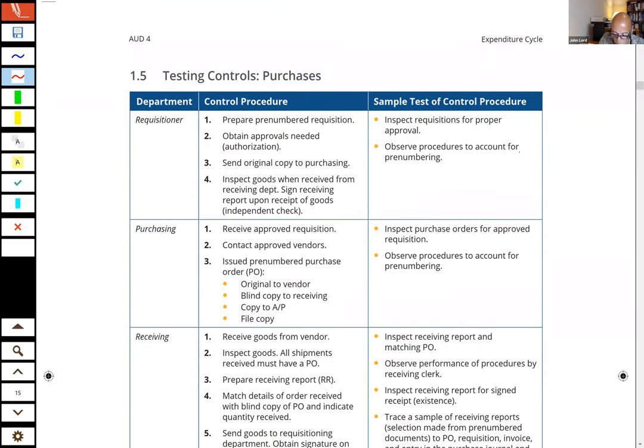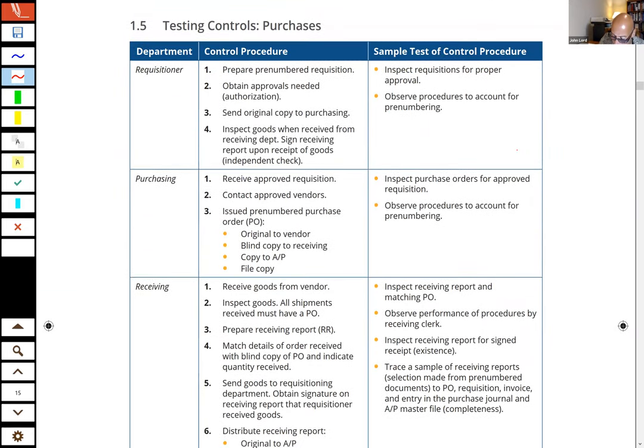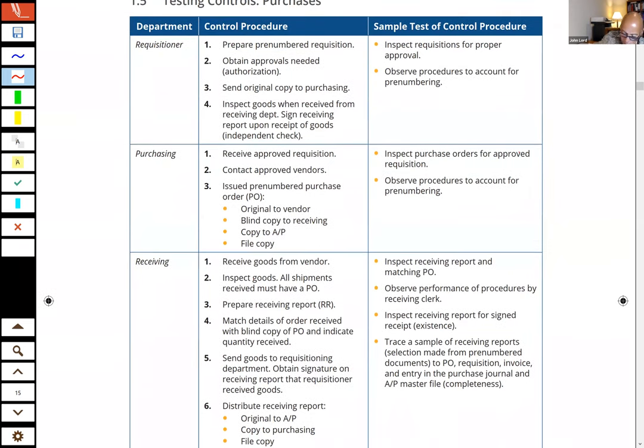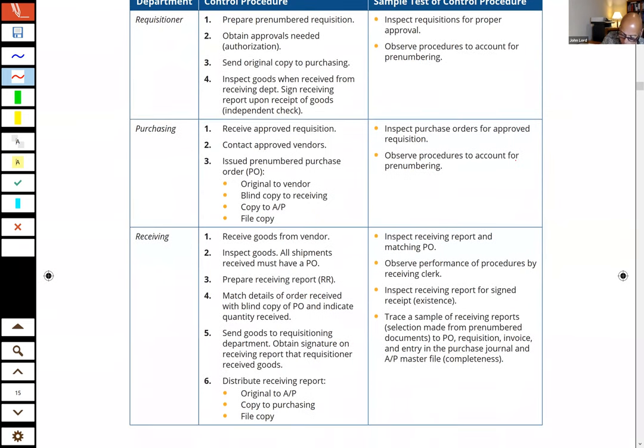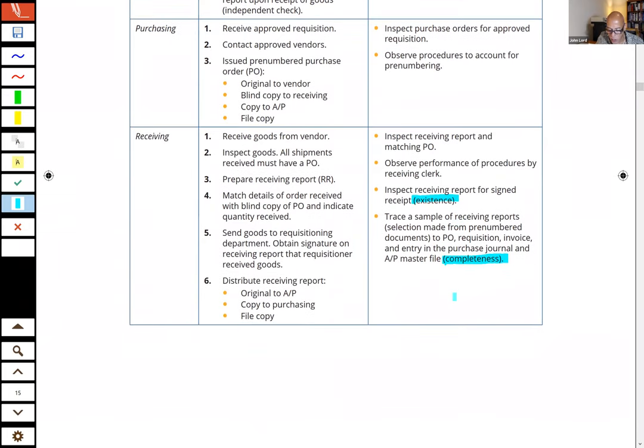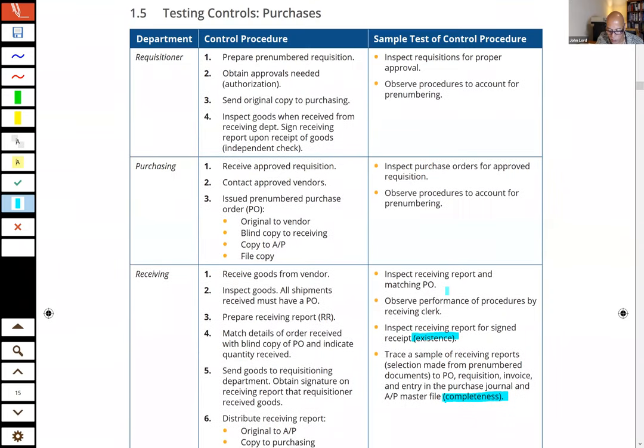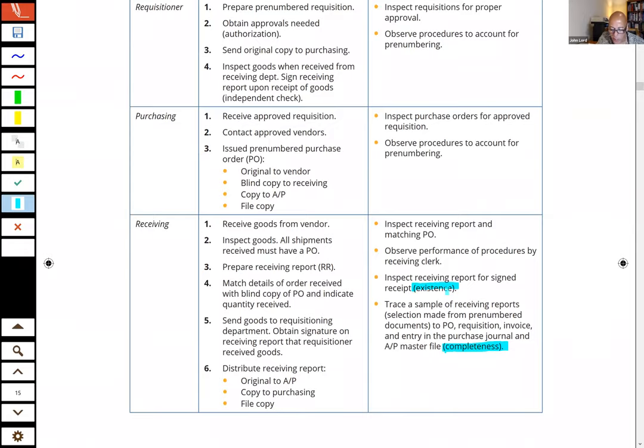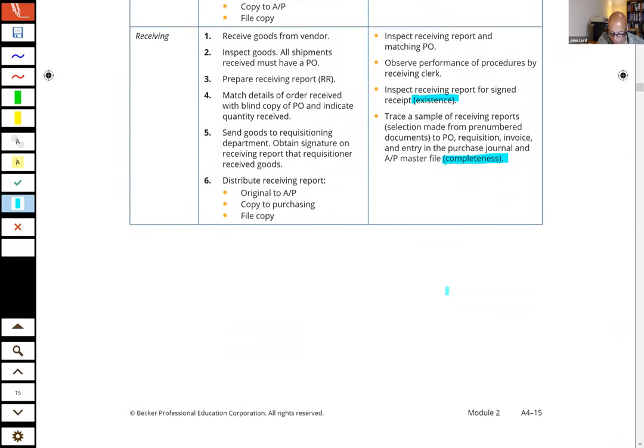For the control procedures, again, where they provide them, because they are very spotty, look for the assertion, okay, and think through to yourself, how does this procedure, this control, and this test of the control help me with the assertion?